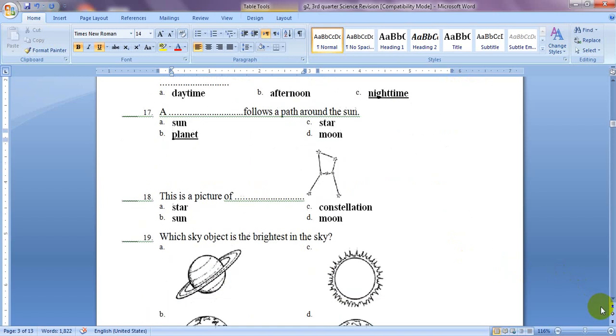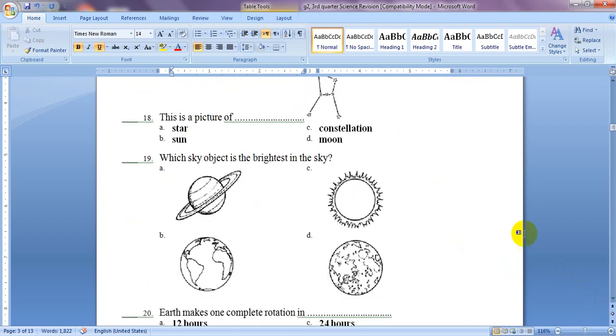The next question, question number 18. This is a picture of star, sun, constellation, or moon. It's a picture of a constellation, and we said that a constellation means a group of stars that form a pattern. They form a shape.